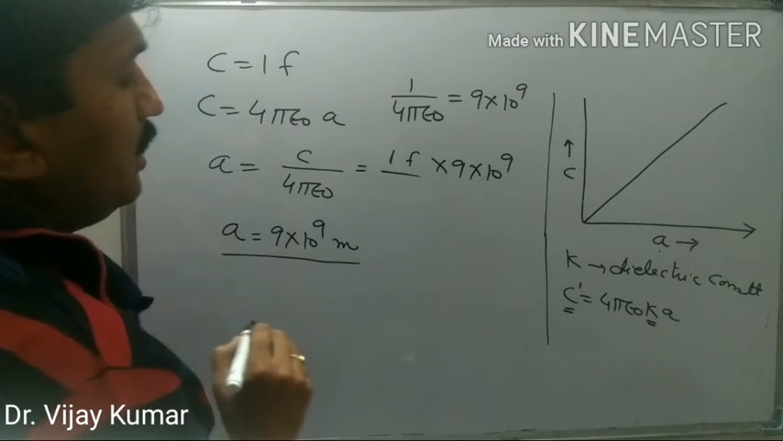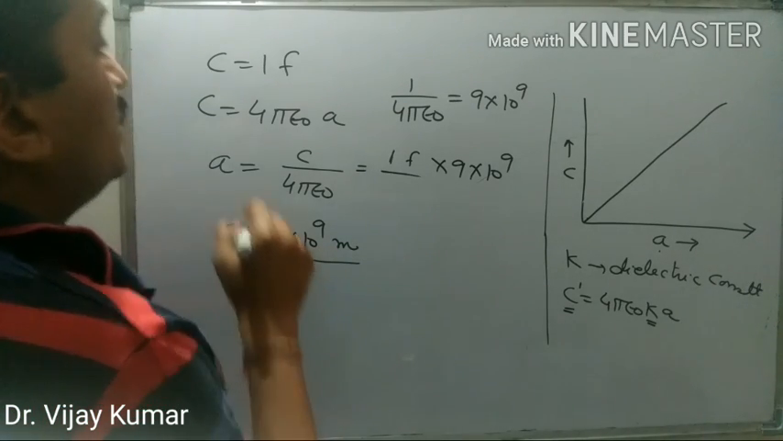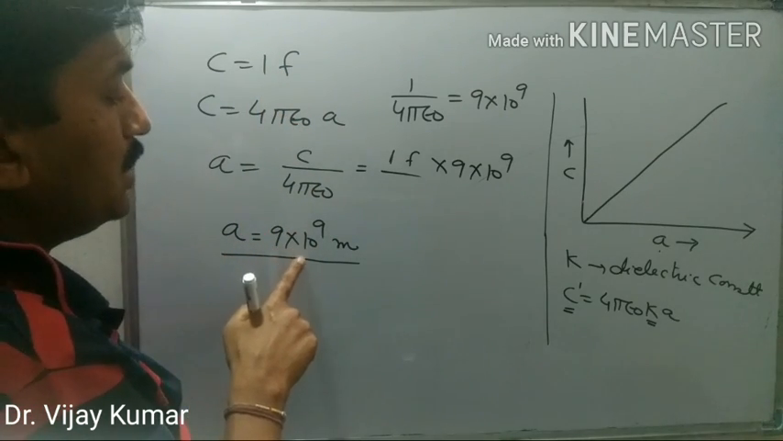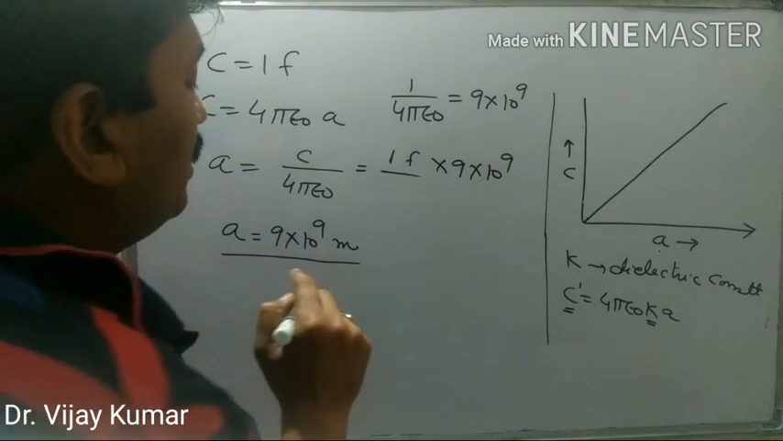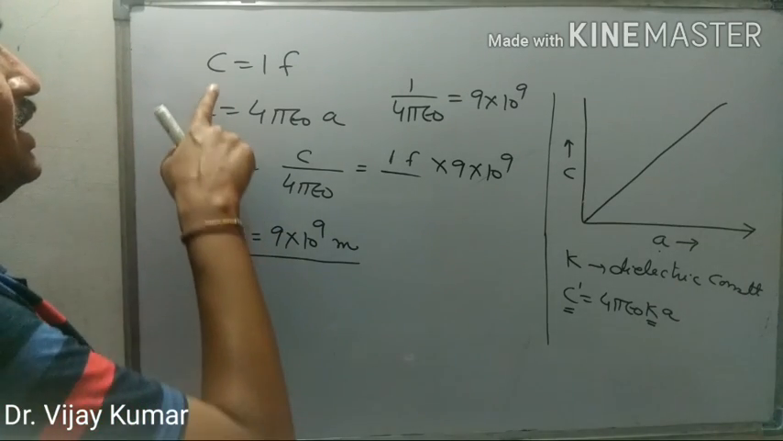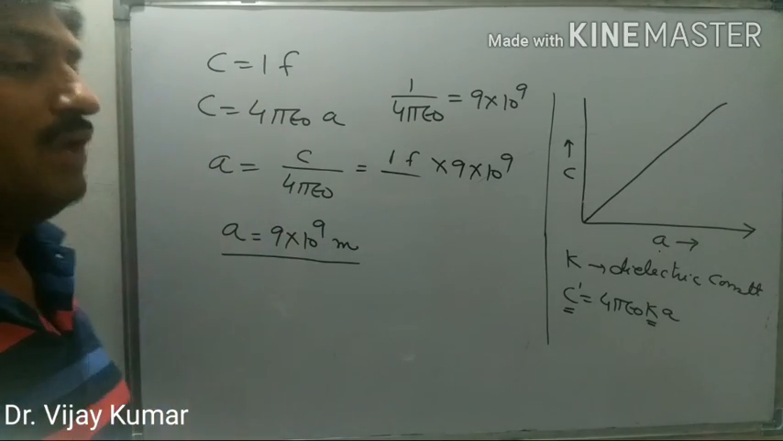It means if a spherical capacitor has a capacity of 1 farad, its radius should be 9 × 10^9 meter, which is practically not possible. That's why we can say that 1 farad is a very big unit.